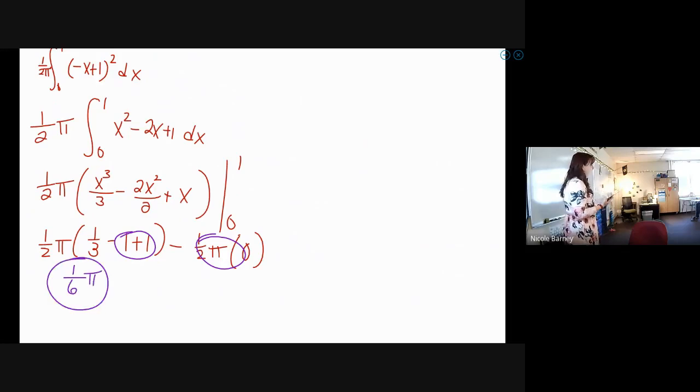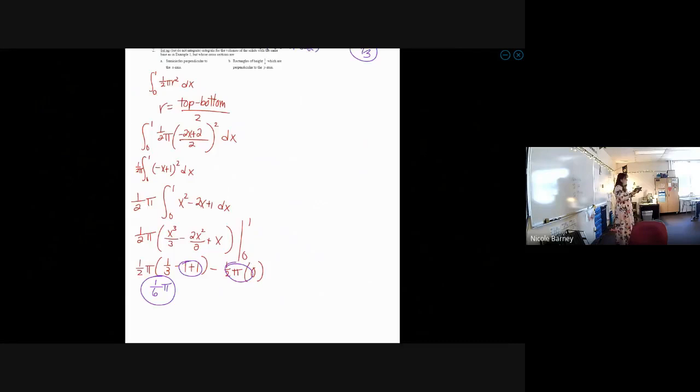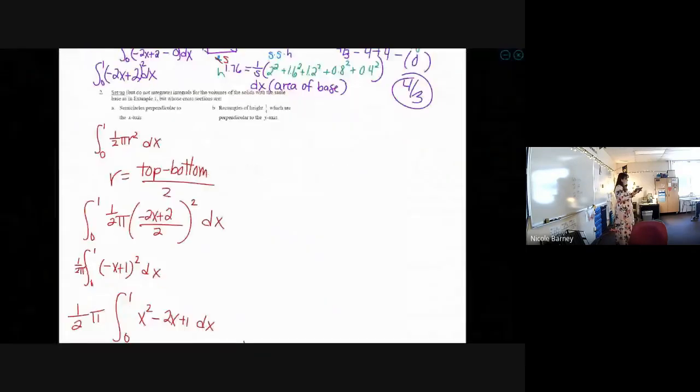That's a small volume. I don't like that volume. Okay, I just wanted to make sure. Like 3.14 divided by 6 would be about 0.5. Yeah. Okay.